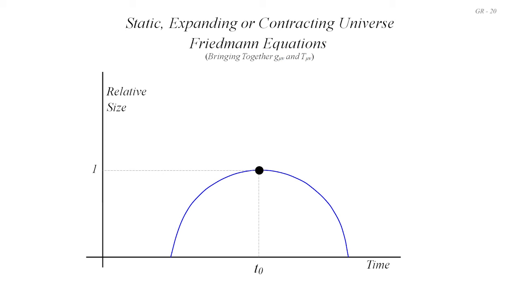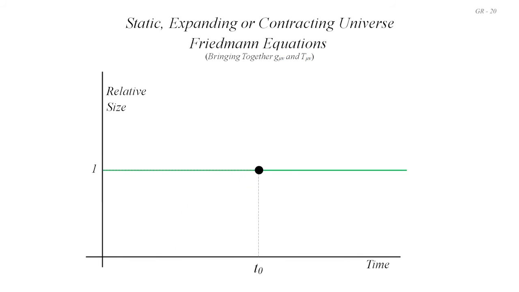However, it wasn't as simple as that. It seems that there were philosophical and perhaps physical reasons why cosmologists believed that the universe has always looked the same as it does now. It was believed to be static at all times. Therefore, Einstein's equations should have predicted this kind of thing, where the relative size of the universe is unchanging at a value of 1.